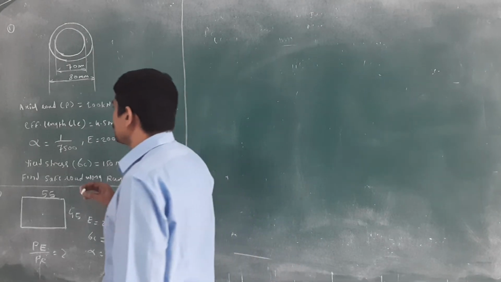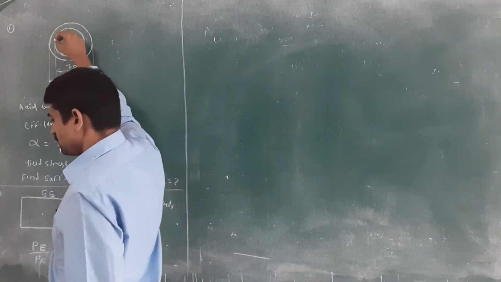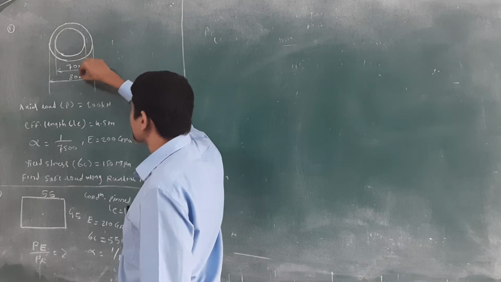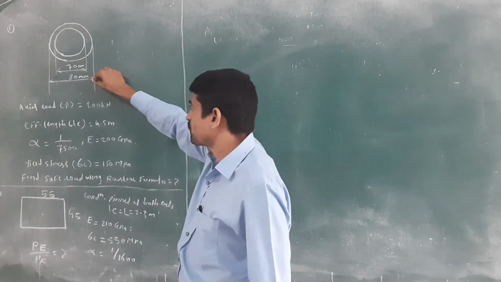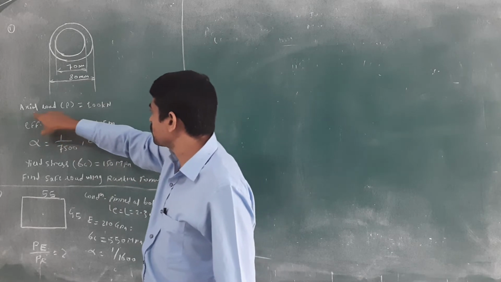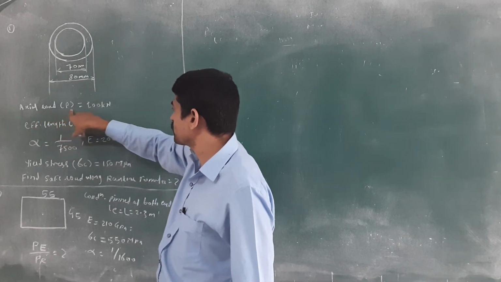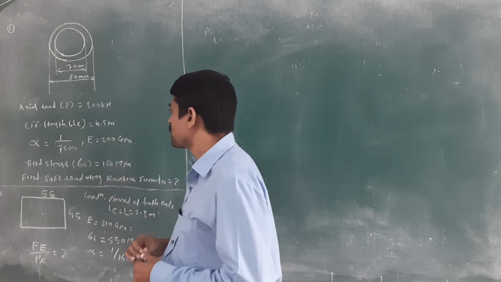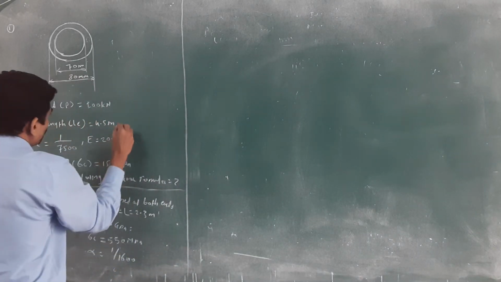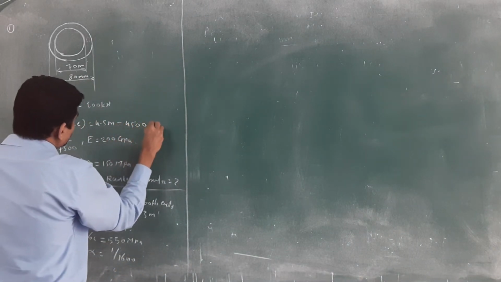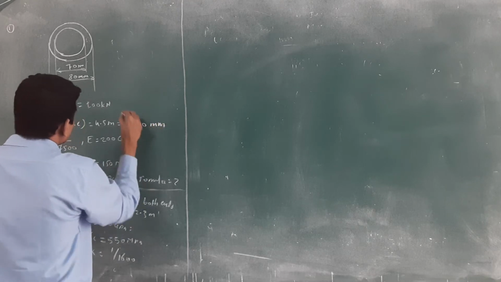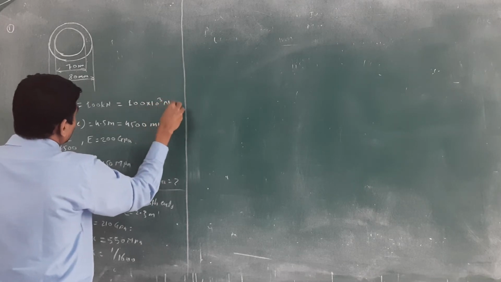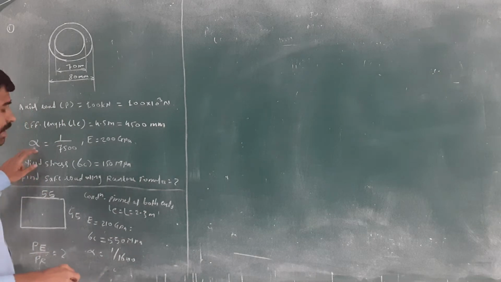See, first example: you are given a cylindrical tube having internal diameter 70 mm and external diameter 80 mm. And you are given that the tube is subjected to an axial load. This axial load is denoted by P is equal to 100 kN. Also you are given the effective length 4.5 meter. I will convert into 4500 mm, meter to mm, and this 100 kN to Newton.